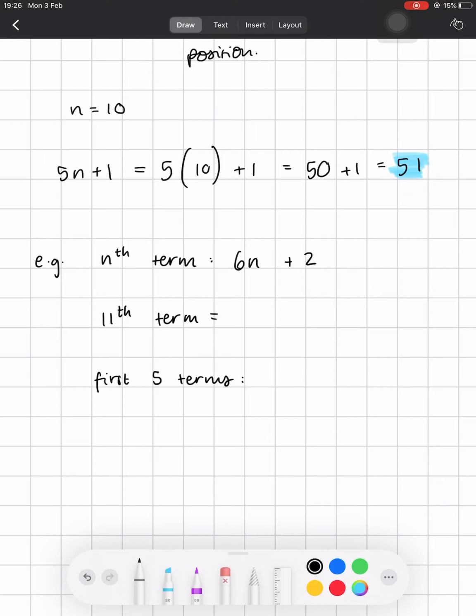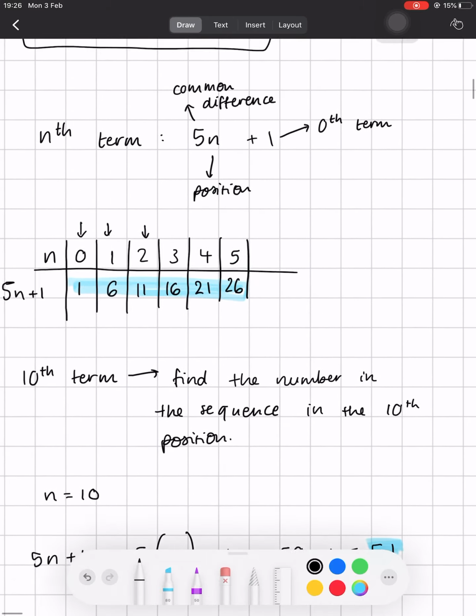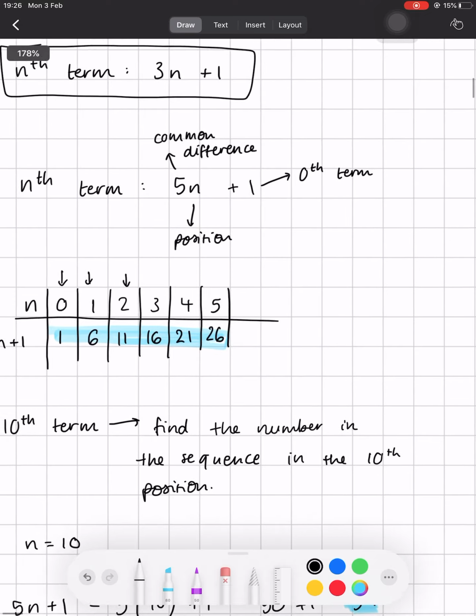So your 11th term should be equal to 68. And how I did that was I replaced the n in the nth term with 11. So 6 times 11 gives you 66, and then you add 2 to give 68. To work out the first 5 terms, you can do a table of values like we did here. So put in each value.